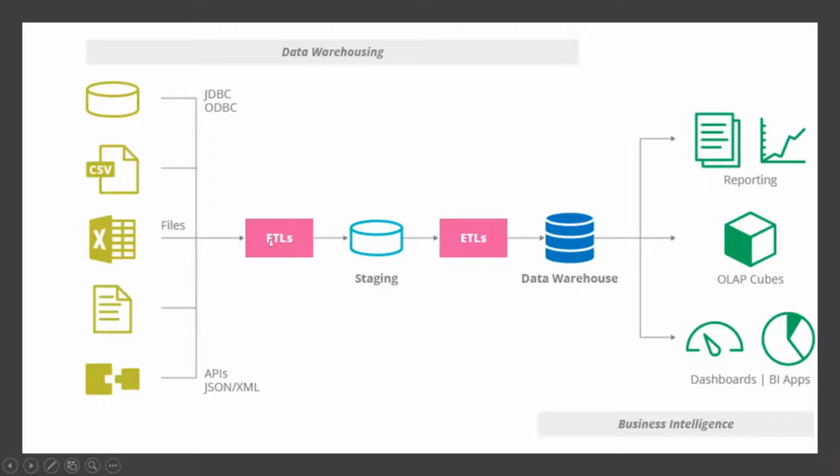Then we have ETL processes to clean the data, transform it, and load it to the staging database. From there, we have additional ETL processes to load data into the data warehouse, and from the data warehouse we are ready to build our reports, OLAP cubes, dashboards, or BI apps. Any question on this schema?